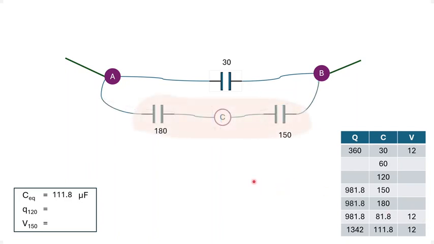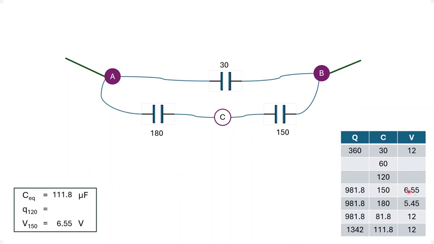And now we backtrack, right? So we can say that the 81.8 replaced the 180 and the 150 in series, so the charge is the same. The 981.8 microcoulombs is also the charge for the 180 and the 150. But now we have these 2 rows where we can calculate volts. So let's calculate volts as charge divided by capacitance.